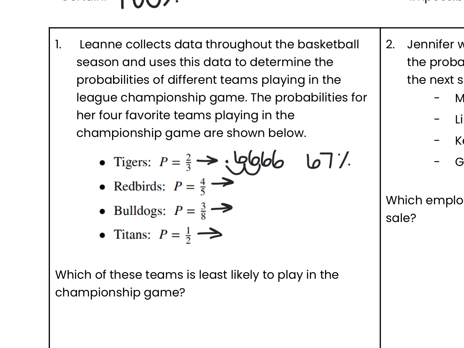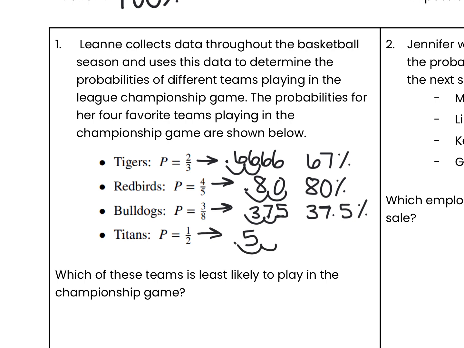For the Redbirds, 4 divided by 5. Divide it in your calculator, you get 0.8. Move our decimal twice to make it a percent. 80%. For the Bulldogs, 3 divided by 8, 0.375. Move it twice. 37.5%, or 38% about. And then 1/2, we get 0.5, move it twice, 50%.